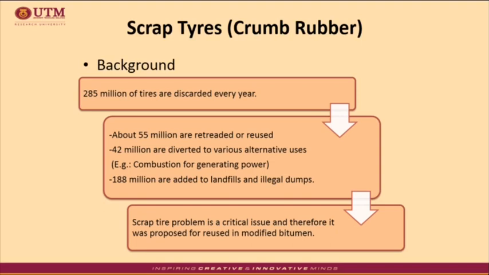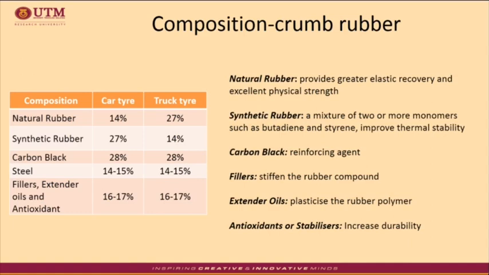This is to reuse the millions of scrap tires dumped every year in landfills that can cause many health and environmental problems. But now, the emphasis of using tires in asphalt binder is to improve the pavement performance. Crumb rubber is made of natural and synthetic rubber, carbon black, fillers, and extender oils. This type of rubber can be used with asphalt as road material due to its unique physical and chemical properties.